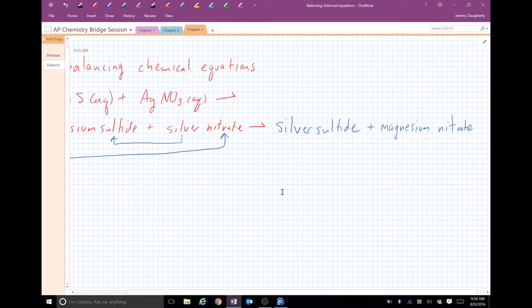Alright, so let's write the formula for silver sulfide. What's the charge of silver? Take a look at the periodic table that you have there in front of you. Yeah, silver is always positive 1. So if you need to, jot it down on your periodic table there.